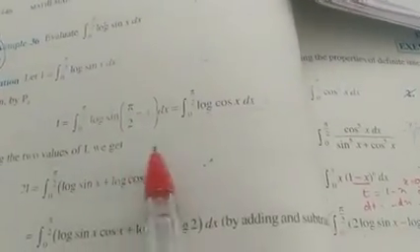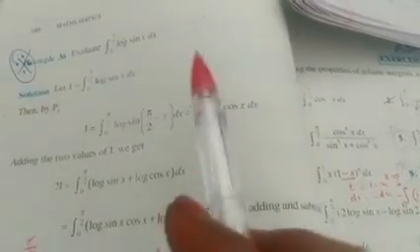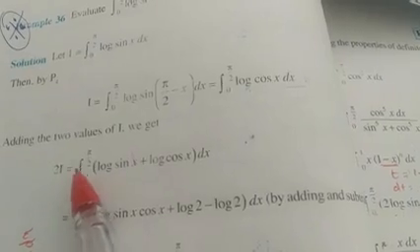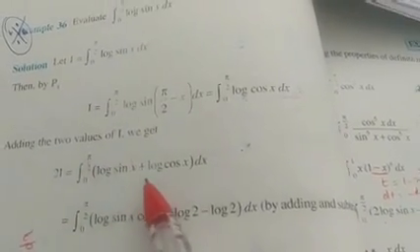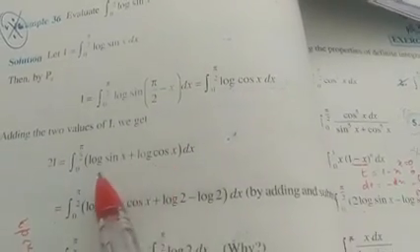When you are adding this, you can add the integrals by the algebra property. You can combine the integrals or you can separate the integrals. Therefore, log of sin x plus log of cos x dx with the same limits. Therefore, 2I equals integral 0 to pi by 2 of log of sin x plus log of cos x dx. Log a plus log b can be written as log of a into b. Therefore, you can write log of sin x cos x.